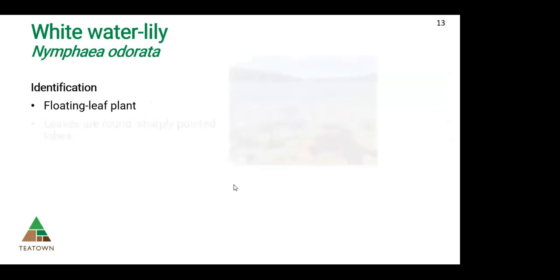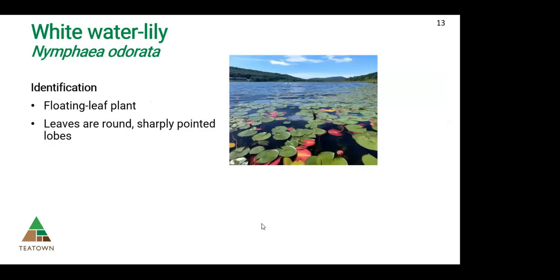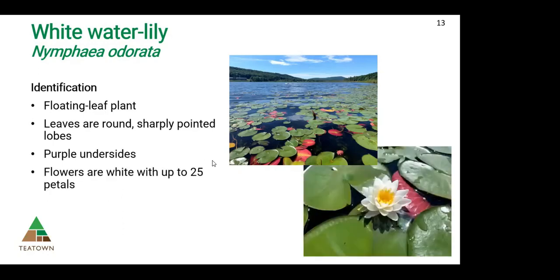So probably don't need help identifying, but it is a floating leaf plant. The leaves are round with sharply pointed lobes. It is the quintessential frog on a lily pad cartoon. It's got purple undersides, and its flowers are white with up to 25 petals.